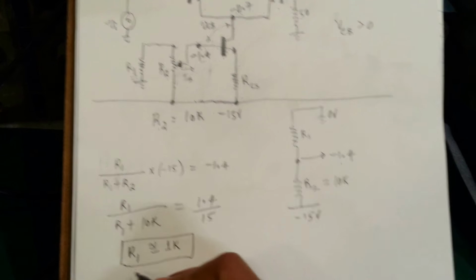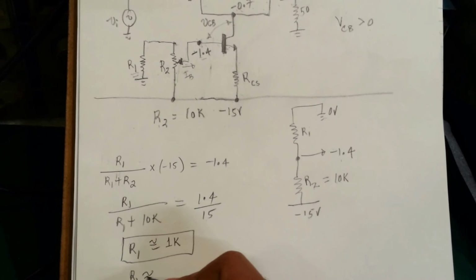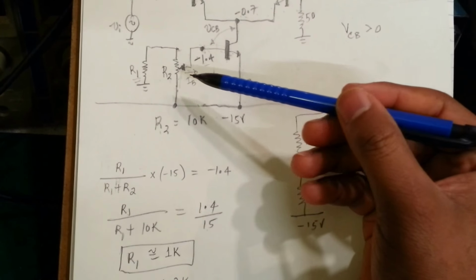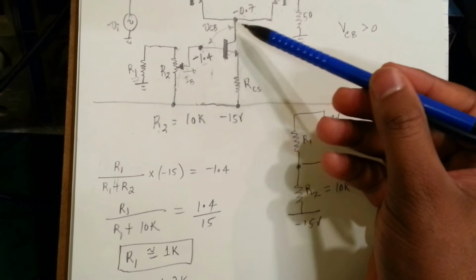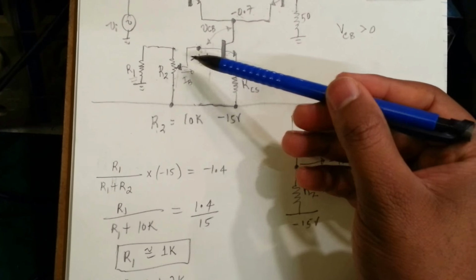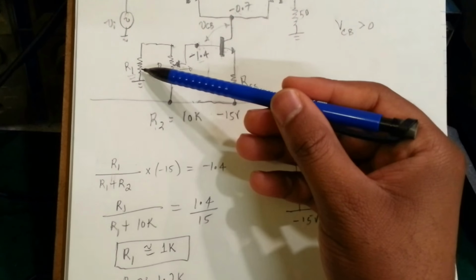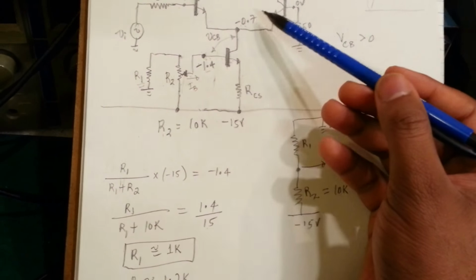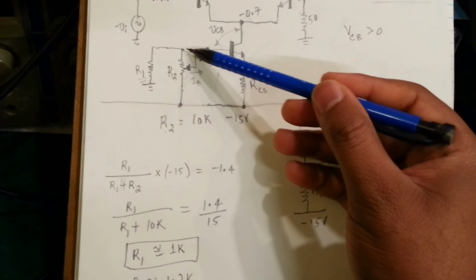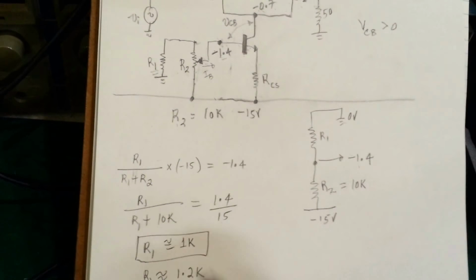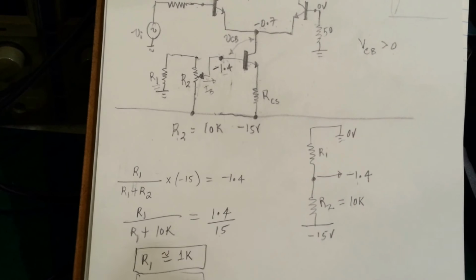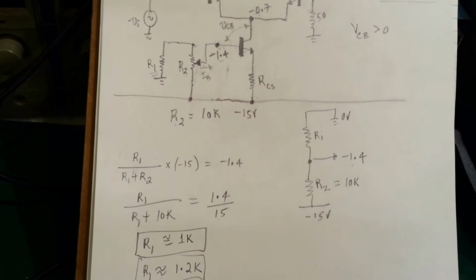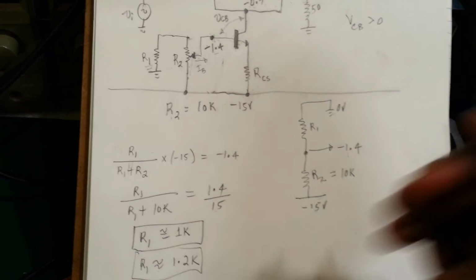So what I did was select R1 to be 1.2K to make sure I don't get close to minus 0.7 at this point. If this is slightly larger than 1K, then we'll drop a little more here, so we'll be quite a bit below 0.7 when the tap is here. So in my circuit, I have selected R1 to be 1.2K. Okay, all right.